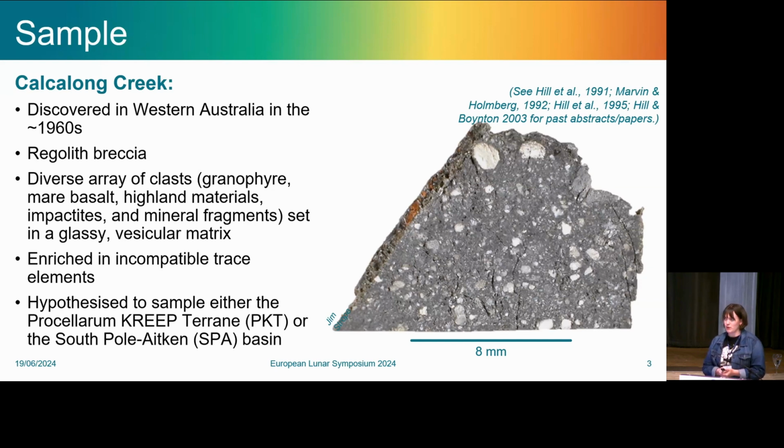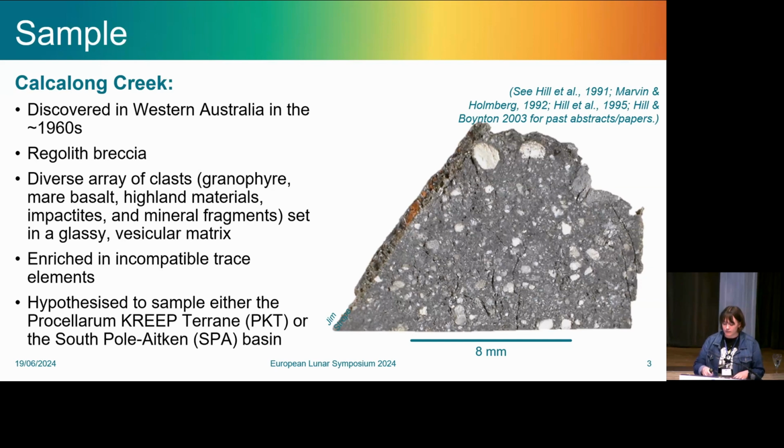Notably, from past studies of the sample, it has an incompatible trace element enriched bulk rock chemistry signature, which has led to the question: does it sample material from the near side Procellarum KREEP Terrane, or does it sample material from the far side South Pole-Aitken Basin, both of which are geochemically similar to the meteorite from remote sensing data?